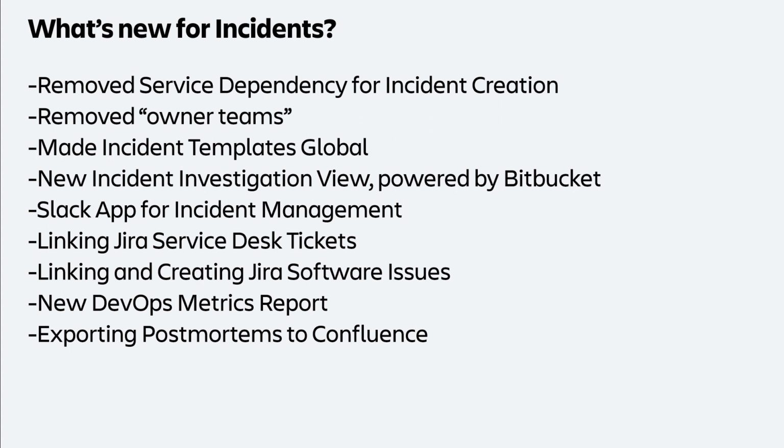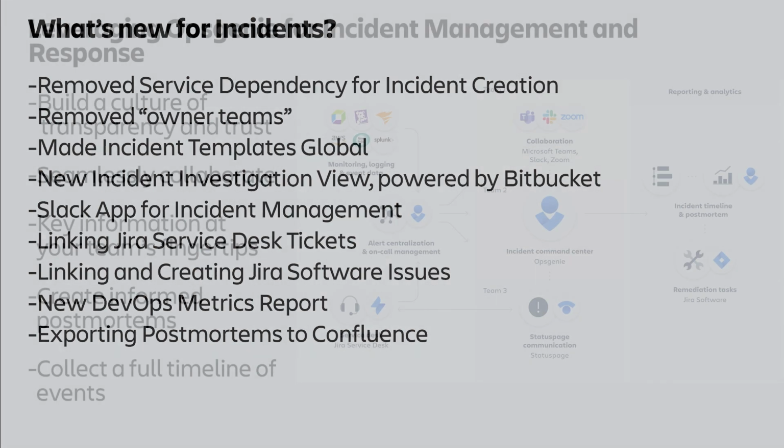We've made various enhancements to incidents in Opsgenie to better support a wide range of use cases. Enhancements include removing service dependency for incident creation, removing owner teams, making incident templates global, adding a new incident investigation view powered by Bitbucket, a Slack app for Opsgenie incidents, linking Jira Service Desk tickets, linking and creating Jira software issues, a new DevOps metrics report, and the ability to export postmortems to Confluence. We'll take a tour of each of these enhancements in this video.